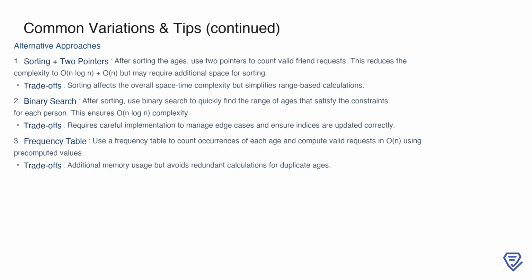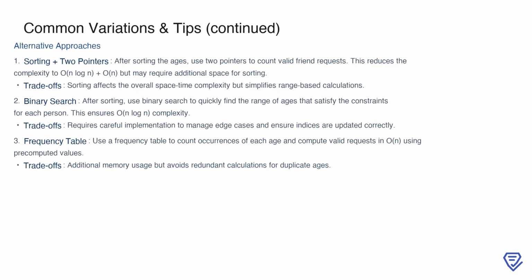For each person, you can quickly locate the range of ages that satisfy the constraints using binary search, which ensures an overall complexity of n log n. However, implementing binary search requires careful handling of edge cases to ensure indices are updated properly and that no valid pairs are missed. A third approach involves leveraging a frequency table.